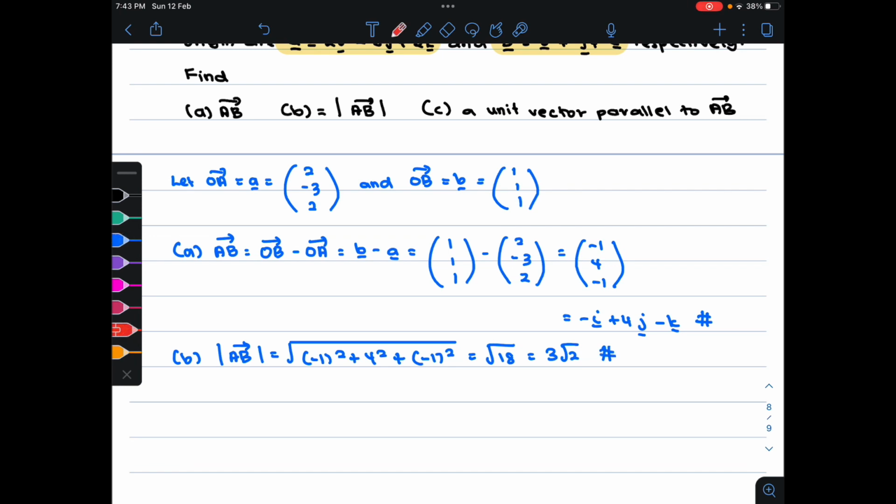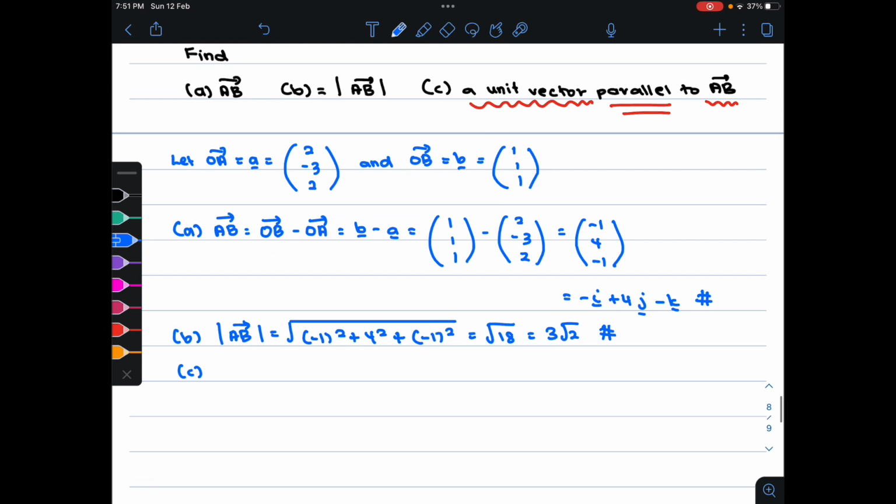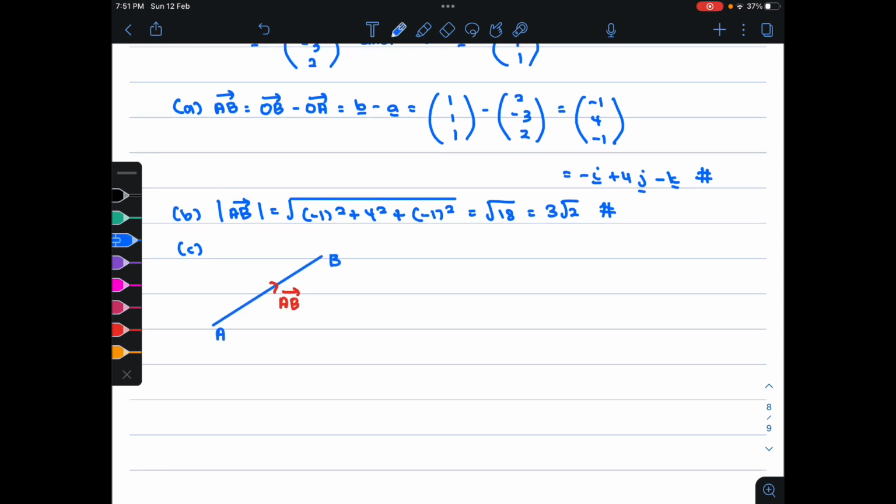And lastly, for part C, we need a unit vector that is parallel to vector AB. So let's say this is our vector AB, and we have another parallel vector. Let's call that vector V. So this vector V is parallel to vector AB. So I need to find what is V, and then I need to find its unit vector. So that's what it means by a unit vector that is parallel to AB.